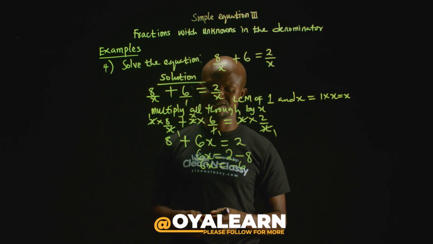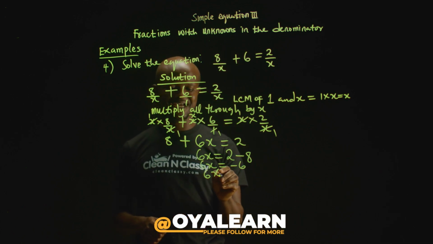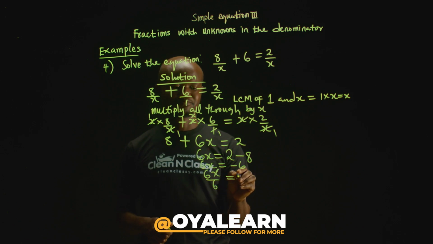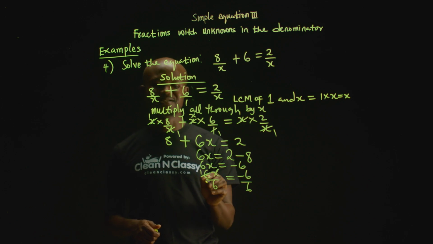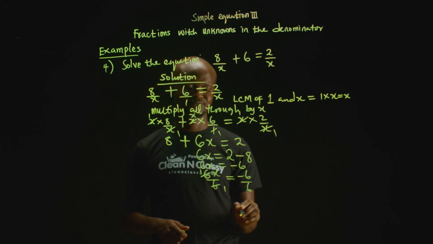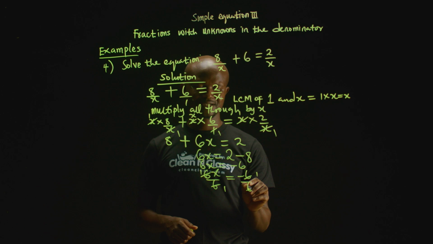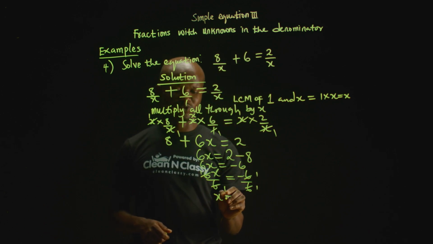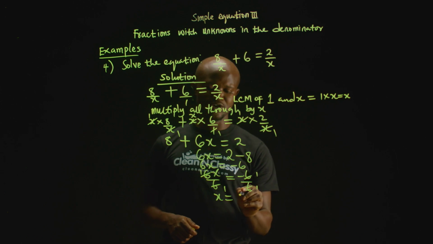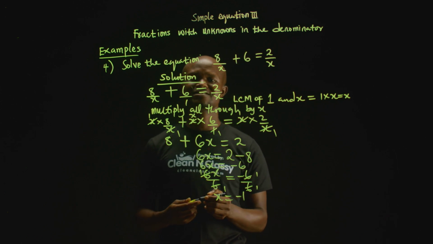The next thing for us to do is to divide both sides by the coefficient of x, which is 6. So dividing both sides by 6, minus 6 divided by 6. So 6 here 1, 6 here 1. So it means that x equals what? Minus 1. That is the solution to the problem.